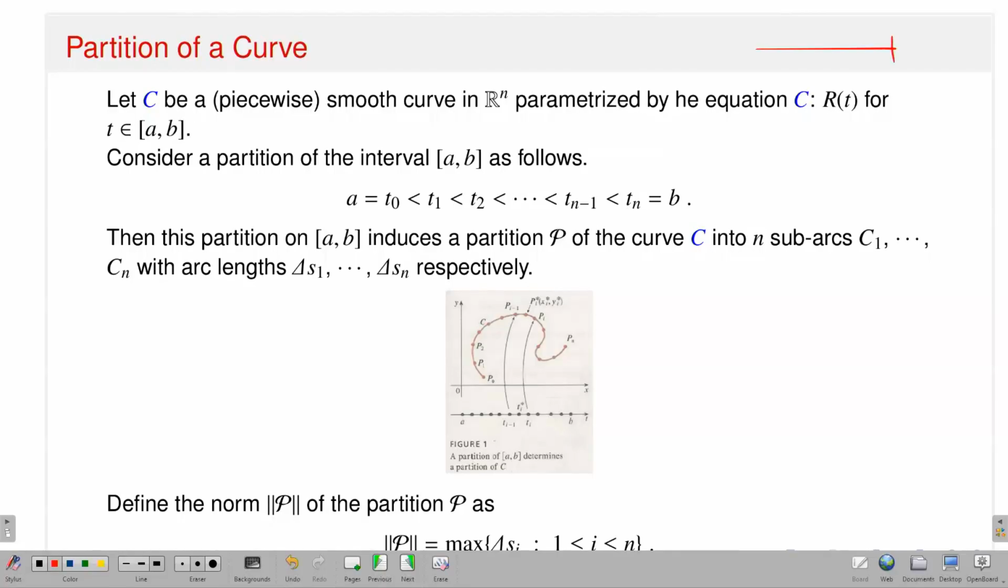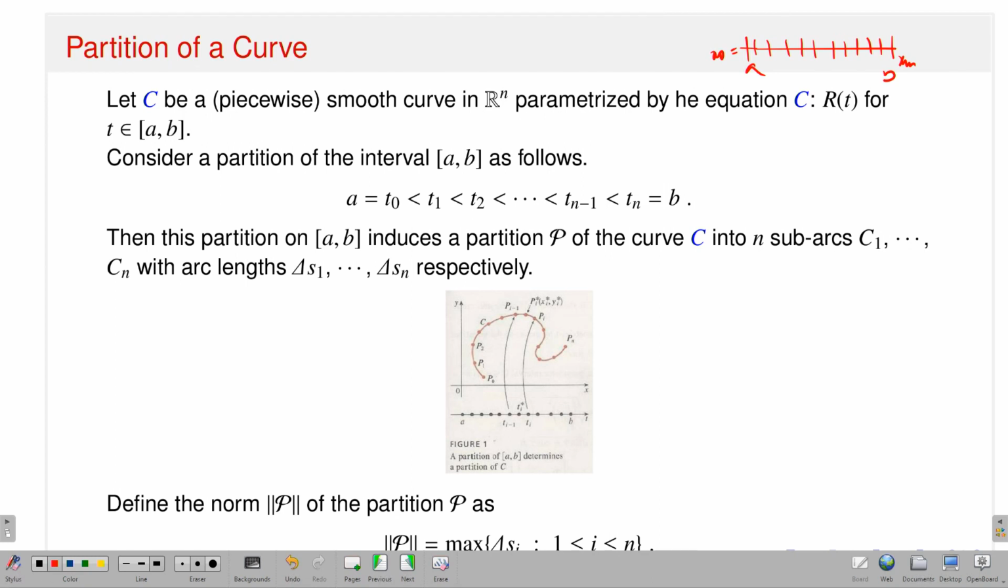Now if I have a curve, what do I mean by a partition of a curve? Just recall, for an interval a to b, a partition means taking finitely many points, x naught up to x n. That means I can divide my interval a to b into finitely many pieces. Now I want to talk about partitions of a curve.